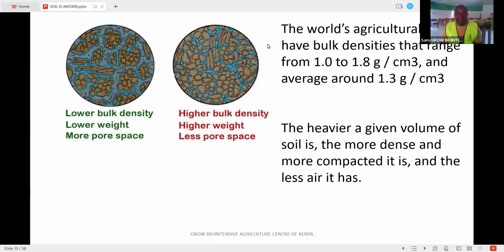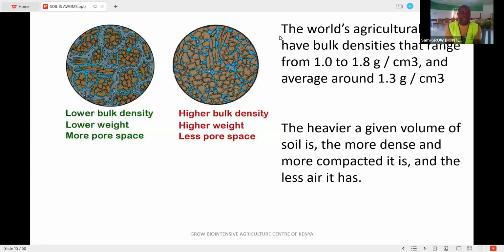Now, the world's agriculture soils have bulk densities that range from 1.0 to 1.8. And the average soils range between 1.3 up to around 1.6. That's the average. So when you're talking about low soil bulk density, you are talking about lower weight of the soil. When you scoop a soil sample and you want to understand the soil density, you are talking about the weight.